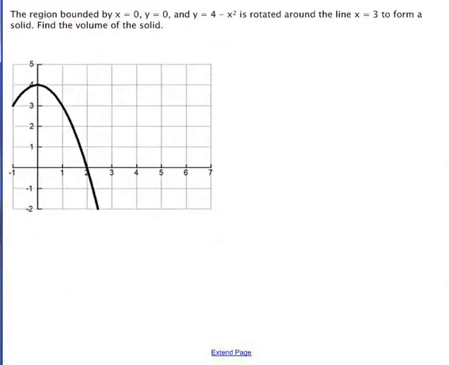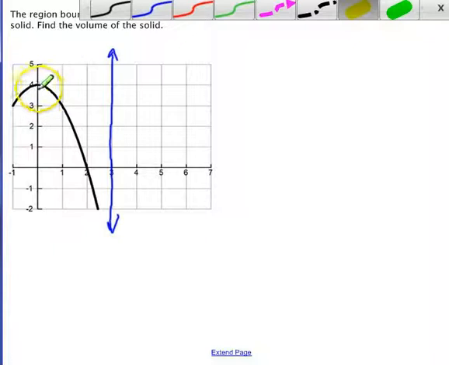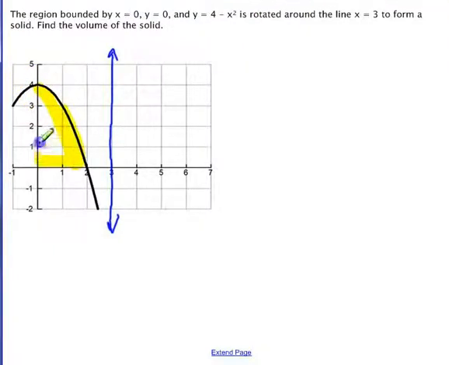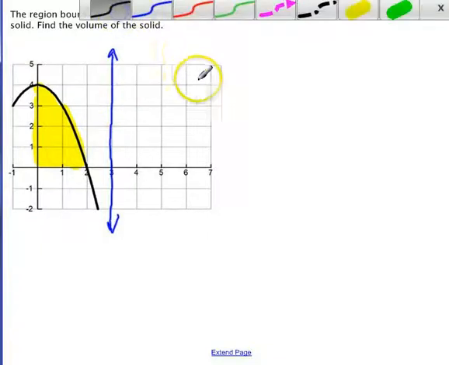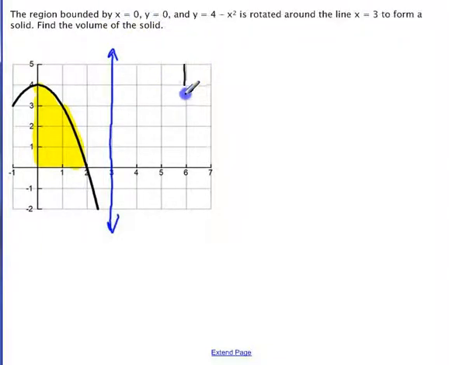Okay. Next example. This is the region bounded by x equals 0, that's the y-axis, y equals 0, that's the x-axis, and y equals 4 minus x squared, this parabola. The trick is we're rotating it around the line x equals 3. So the axis of rotation is not the x-axis or the y-axis. So let me highlight the area we're rotating. And it's going to go like this.